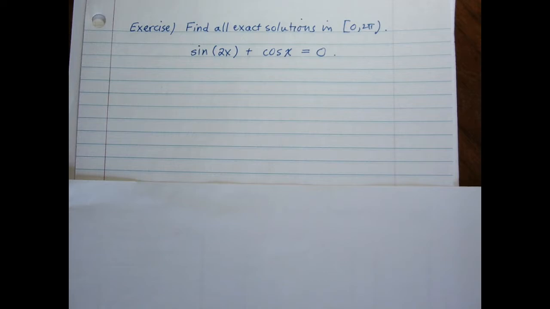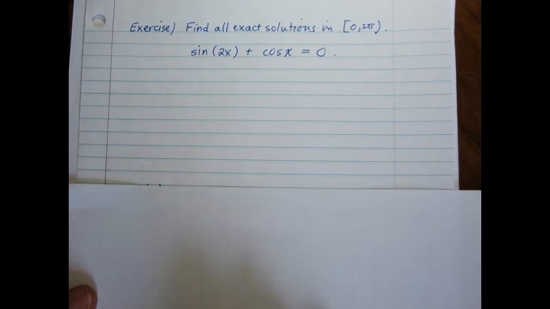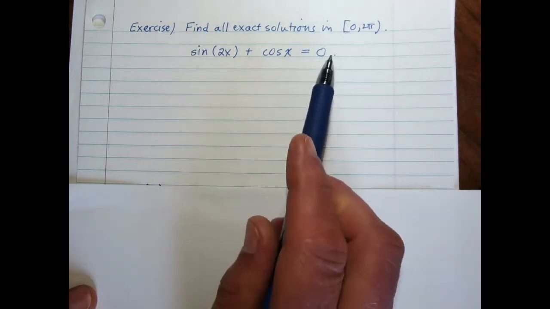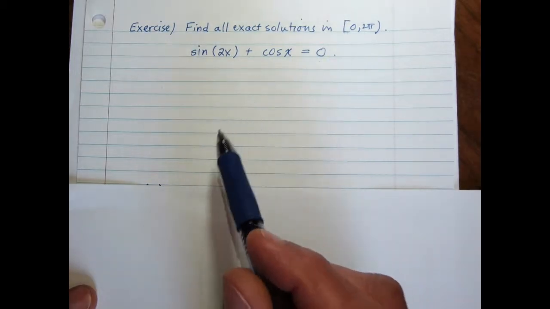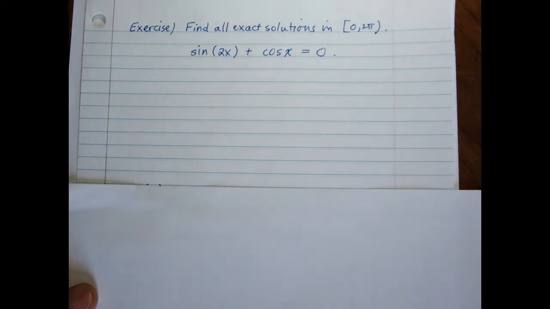So this should be our last video on trig equations, and I'm going to do a couple more examples. This exercise is: find all exact solutions in the interval from 0 to 2 pi for this equation, sine 2x plus cosine x equals 0.